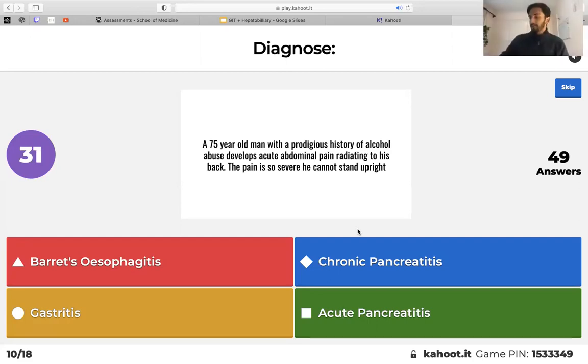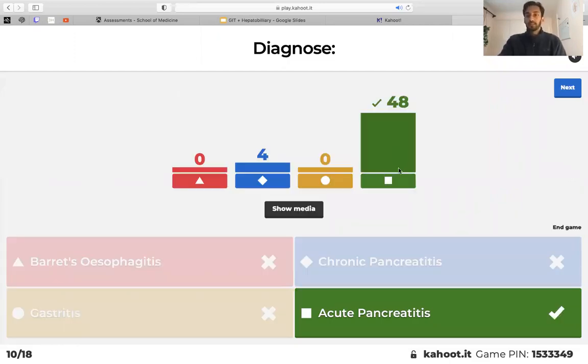So a lot of the skill with EMQs is getting limited information, like 80% of the information you need to make a diagnosis, and then managing to use your risk factors and stuff like that to pick the correct one. So I've kept information in this question slightly limited. Oh, but most of you got it right. So acute pancreatitis is the main one here.